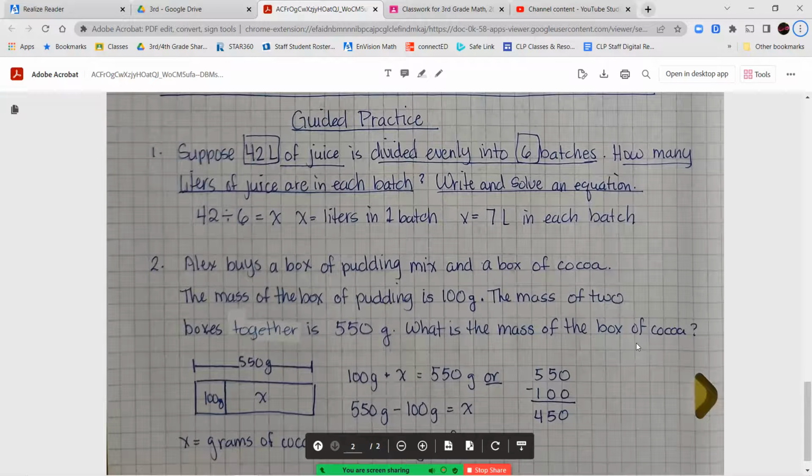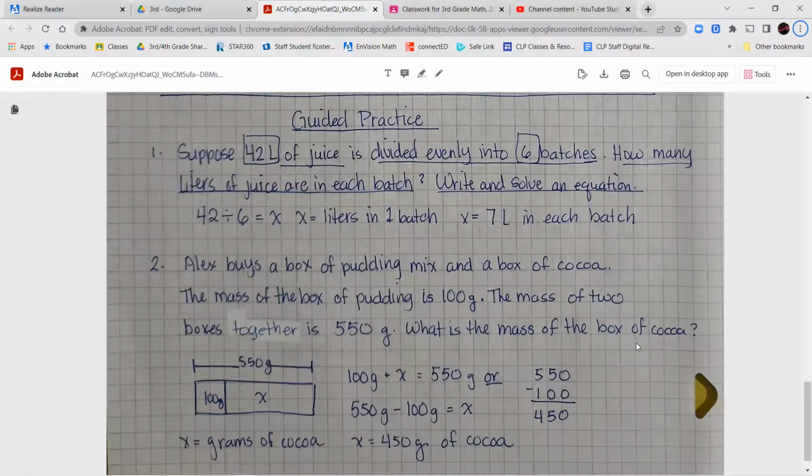Now for our guided practice, number 1 says, suppose 42 liters of juice is divided evenly into 6 batches. How many liters of juice are in each batch? Write and solve an equation. So if they're divided evenly, that means they're divided equally. So I need to do 42 divided by 6 equals X. X is going to be my liters that are in one batch.